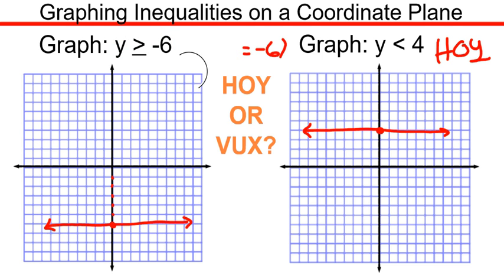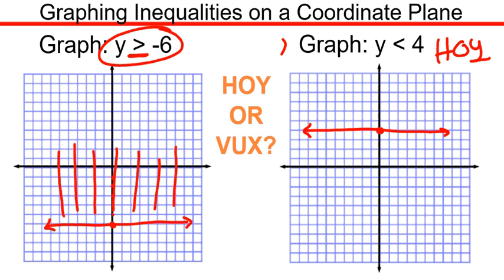Sorry about that. All right, so I have my line down here. I'm going back to this example. y is greater than or equal to -6. So greater than or equal to means that I have a solid line and I have to shade above the line. So you can see very easily which side you have to shade on that one.